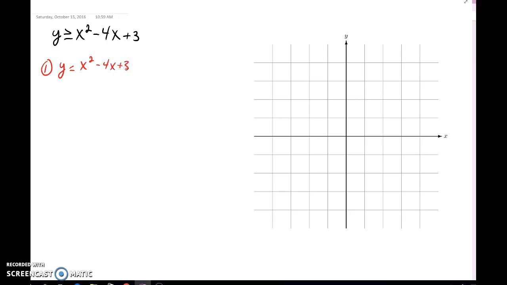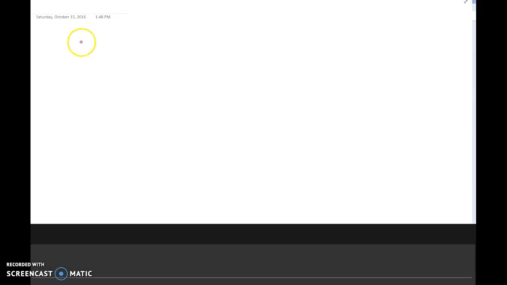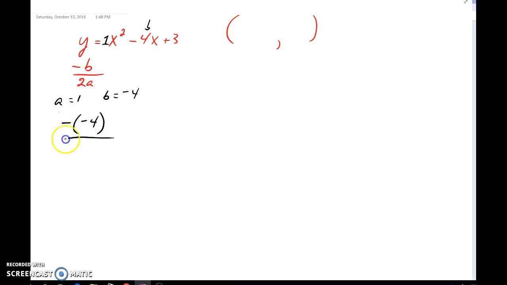All right, I'm going to do this one on a separate page so I don't run out of space. So we need to graph y is equal to x squared minus 4x plus 3. When we graph this, we want to first find our vertex, and to find our vertex we use negative b over 2a. I know my a is equal to 1 and my b is equal to negative 4, so I plug it in. Negative times negative 4 divided by 2 times 1. That will give me 4 divided by 2, which is 2. So I know my vertex is 2 for x.